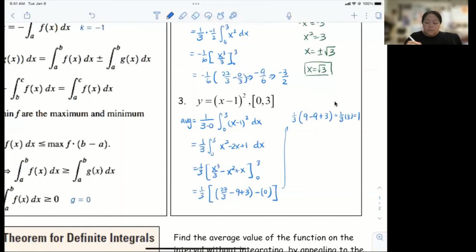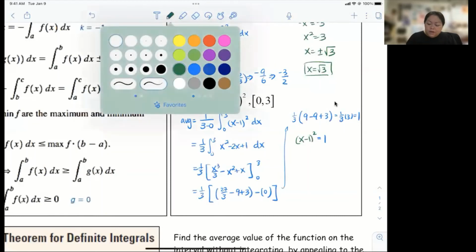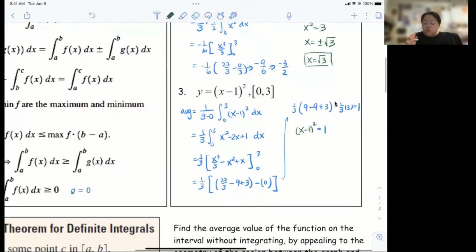Now we need to take my original function of x minus 1 squared, and set that equal to this average value of 1, and see when will that happen. First you want to take the square root, so you get 2 answers. You get x minus 1 equals plus and minus 1. So now you have to set up 2 equations for solving this. You get x minus 1 equals positive 1, x minus 1 equals negative 1. You add 1 to both sides, you get x equals 2, and x equals 0.